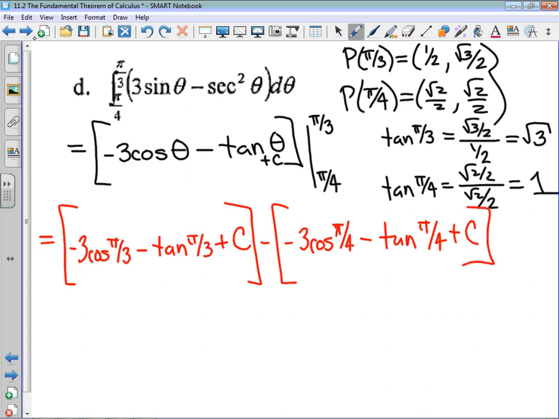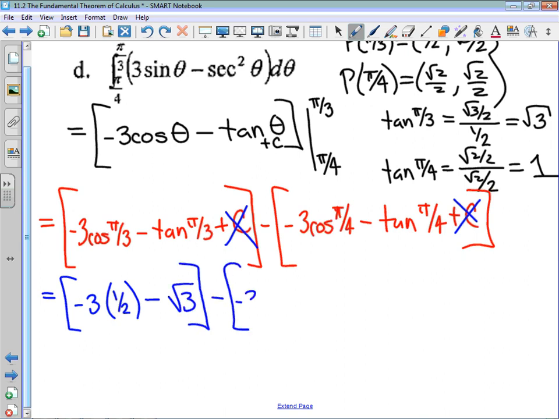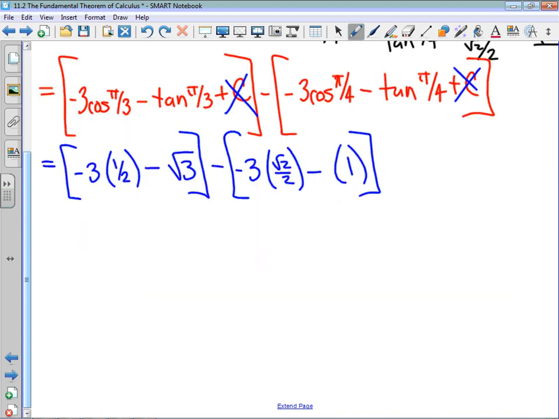And then I'm going to use my points from the unit circle and evaluate this trigonometry. I'm going to keep the square brackets for now. So this is going to be negative 3 times 1/2. That's the x coordinate at the point pi over 3 on the unit circle, minus the tan of pi over 3, which is root 3, minus negative 3 times the cos of pi over 4, which is root 2 over 2, minus the tan of pi over 4, which is 1. And now I can clean up that expression. This expression is going to be negative 3 over 2 minus root 3 plus 3 root 2 over 2 plus 1.